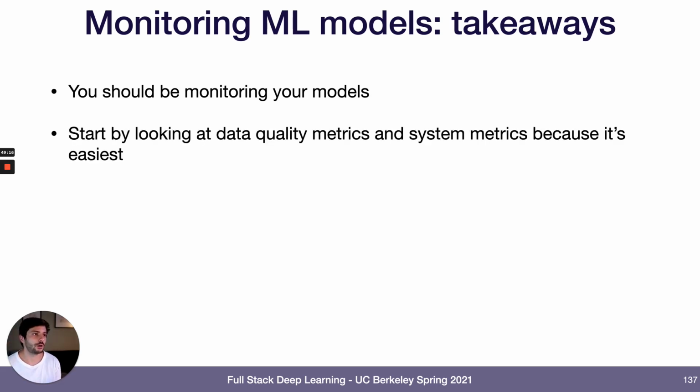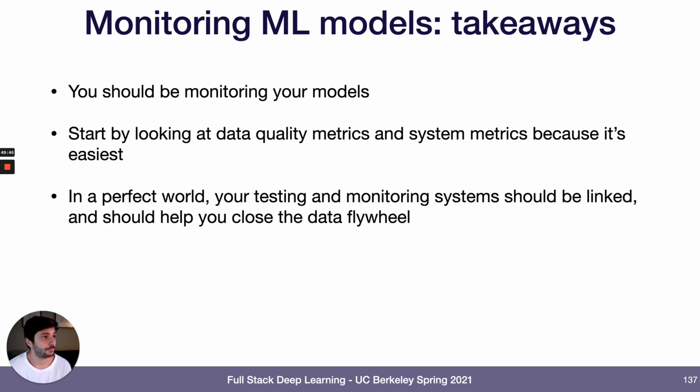If you're getting started on monitoring, I think the pragmatic starting point is looking at data quality metrics. So these rules about, okay, are all my features within some allowable range? Are all of the means of my features within an allowable range as well? And looking at system metrics. The main reason those are the recommendations is because they're the easiest, and they'll already start to catch a lot of bugs for you.